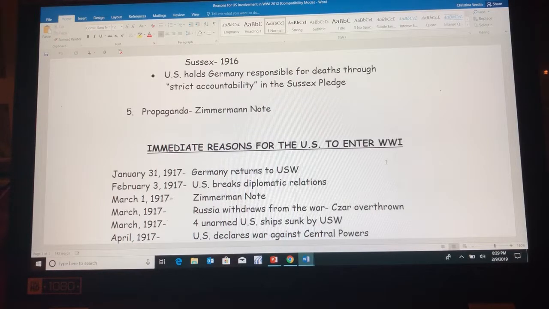Germany, after the telegram, says they're going to go back to unrestricted submarine warfare. After that telegram is intercepted by the British, brought to America, the U.S. will break diplomatic relations. There's a Zimmerman note, all that stuff happening right there. Russia is going to have the Bolshevik Revolution, and they're going to withdraw. And what happens is this puts fear on the Americans.